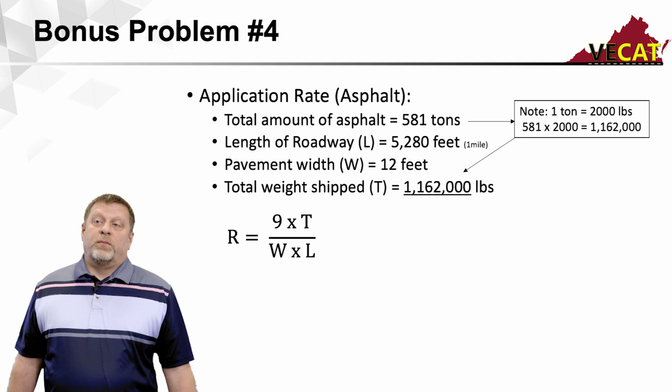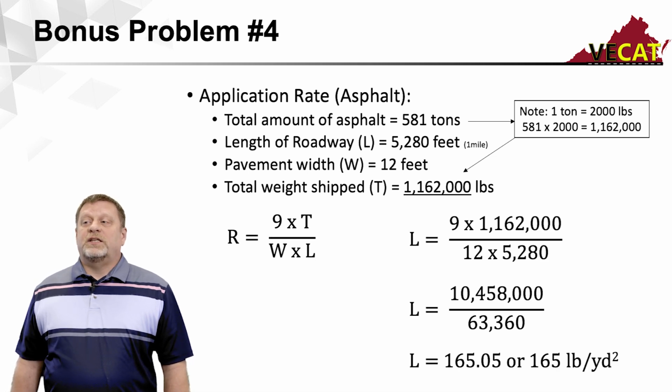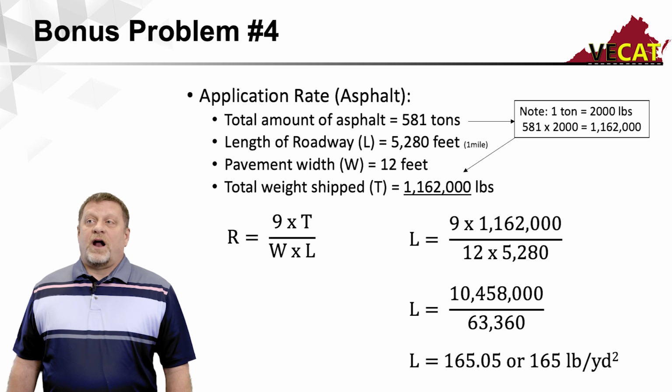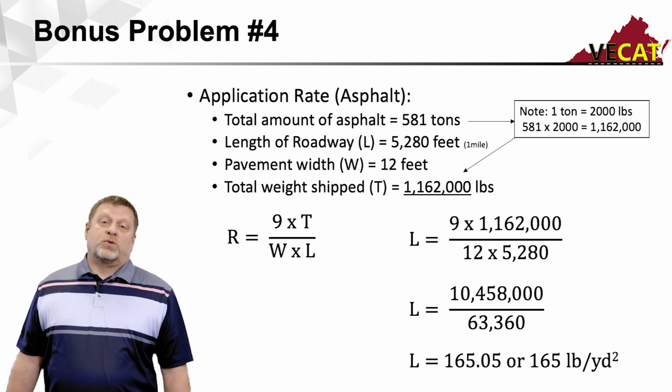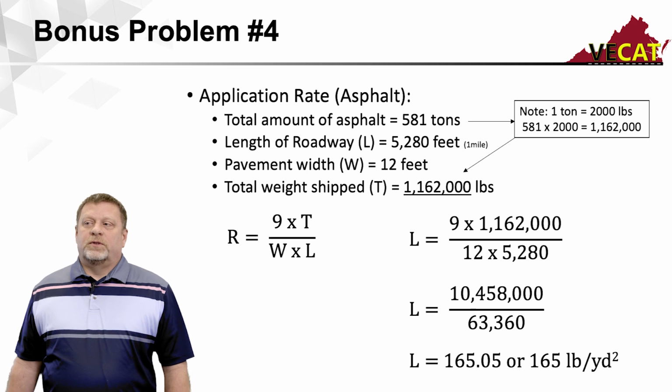So here's our formula at the bottom portion of this slide, and now that we've converted it to pounds, we're going to insert our data and work out our calculation, and we'll find out that our application rate for this asphalt mixture was 165 pounds per square yard, or basically 1.5 inches if you're converting your pounds per square yard to inches.